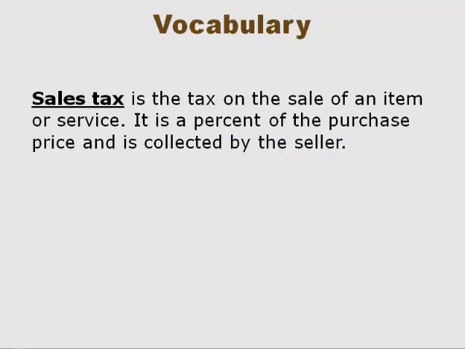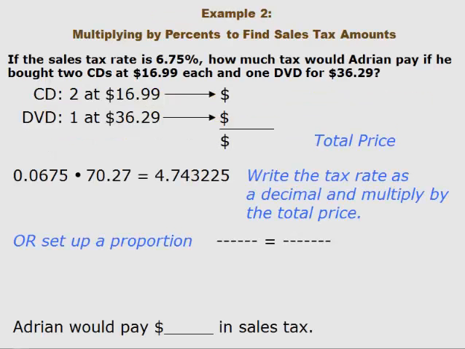That brings us to our next vocabulary word, which is sales tax. The sales tax is a tax on the sale of an item or service. It's usually a percent of the purchase price, and it's collected by the seller. So to find sales tax, we're going to look at a problem that has a sales tax rate of 6.75%. And we're going to determine how much she's going to pay.